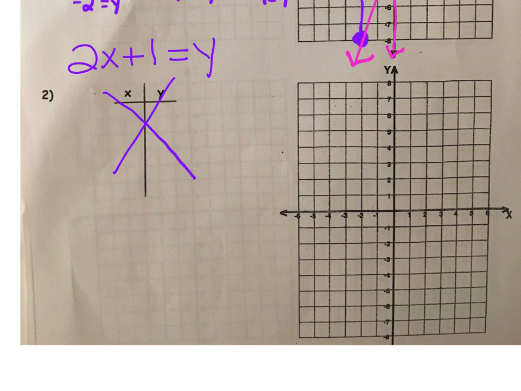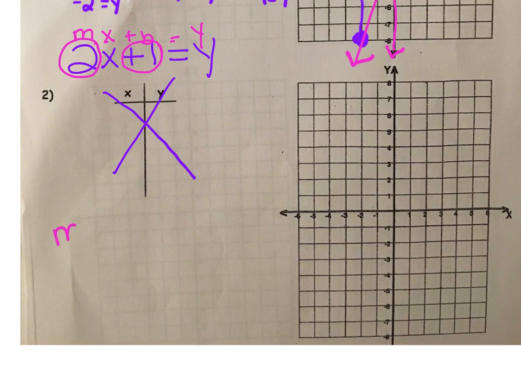We're going to use a few clues we picked up on in our last problem. We know mx plus b equals y means that the 2 is your m value and the plus 1 represents your y-intercept, or your b value. So let's use that to graph this particular equation.